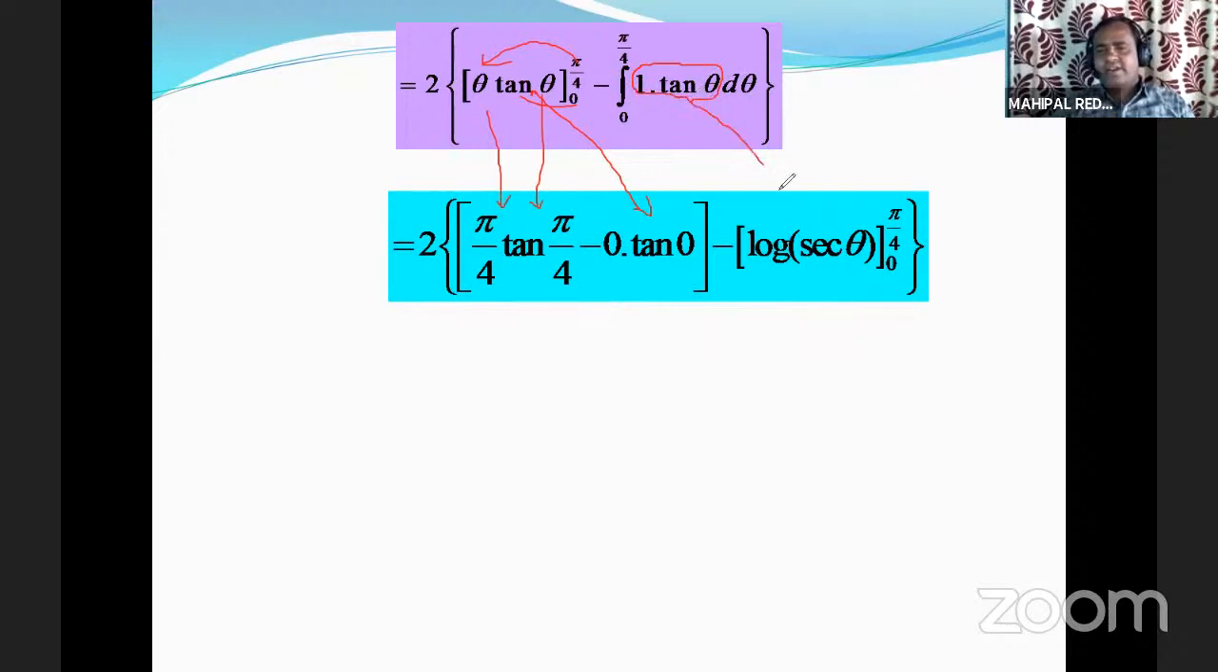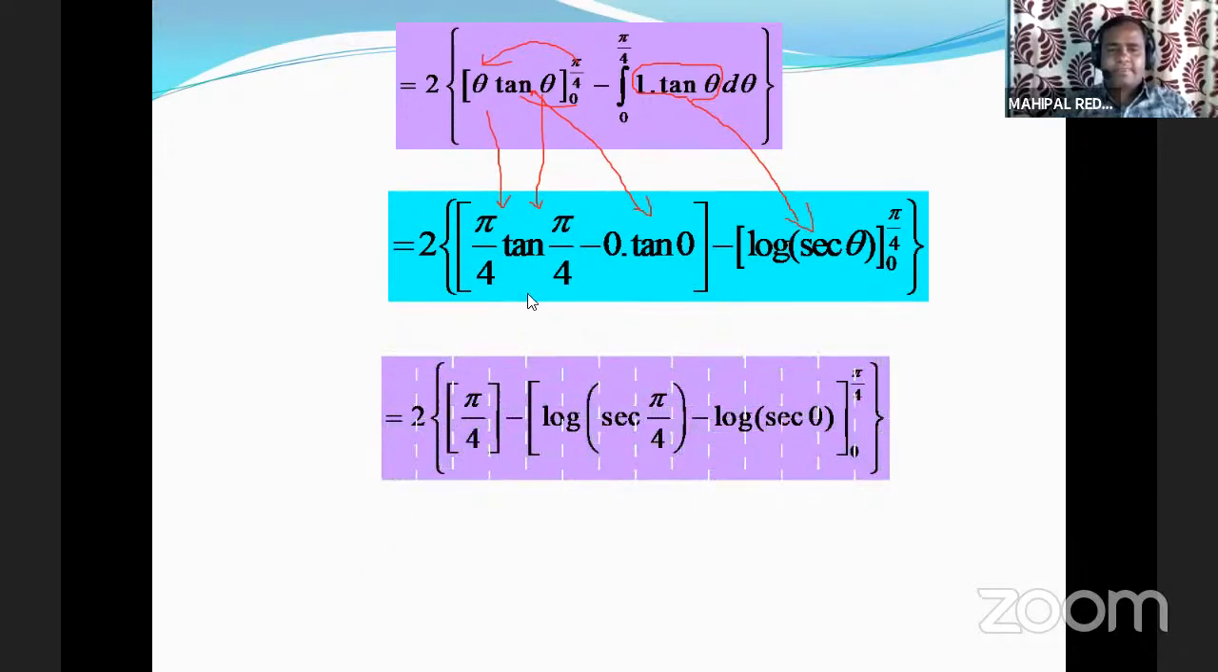Integration of tan theta is log of sec theta. You learned already in the 6th chapter. Integration of tan theta is log of sec theta, lower limit is 0, upper limit is pi by 4. So now tan pi by 4 value is 1, and into pi by 4, so pi by 4. And the second value becomes 0.